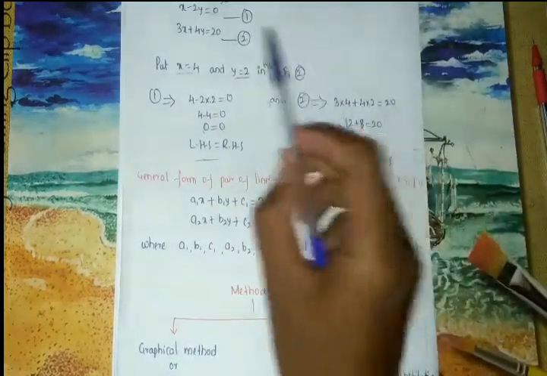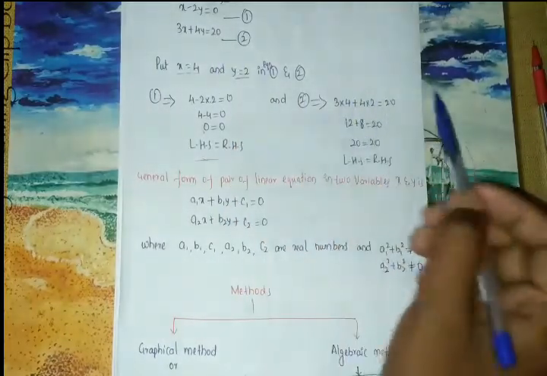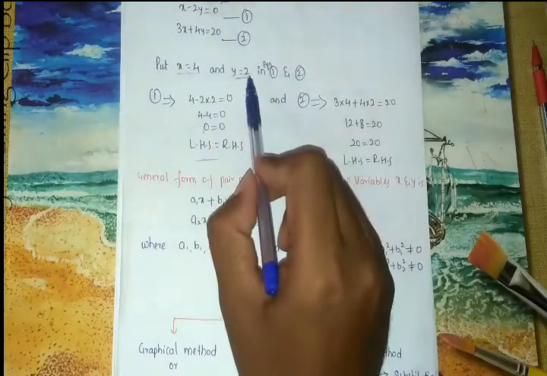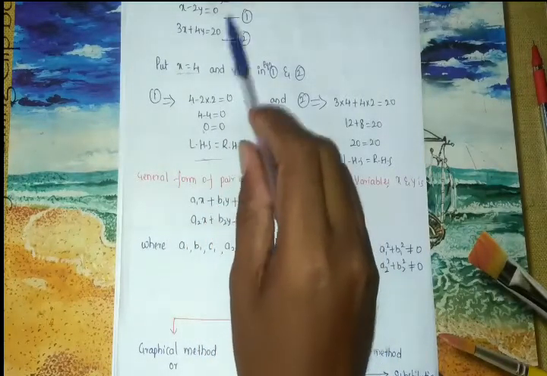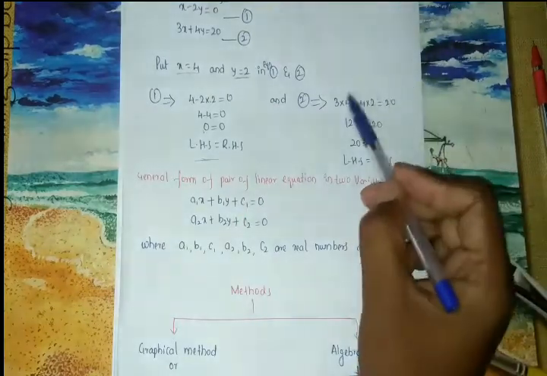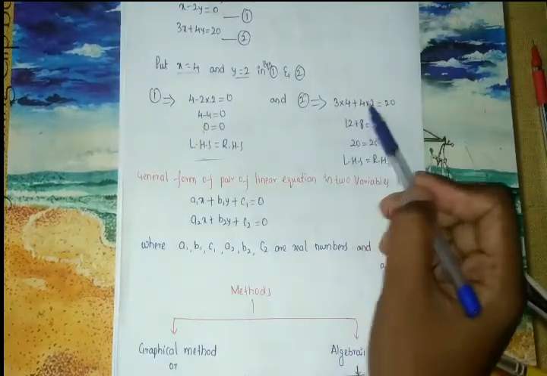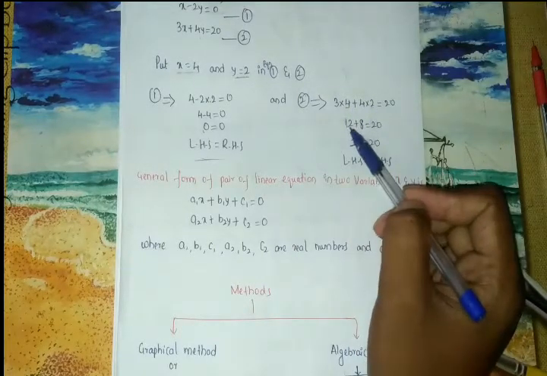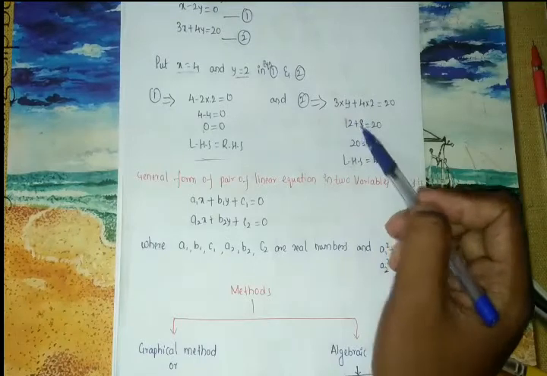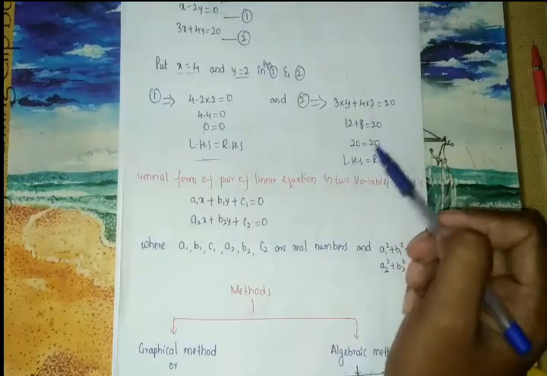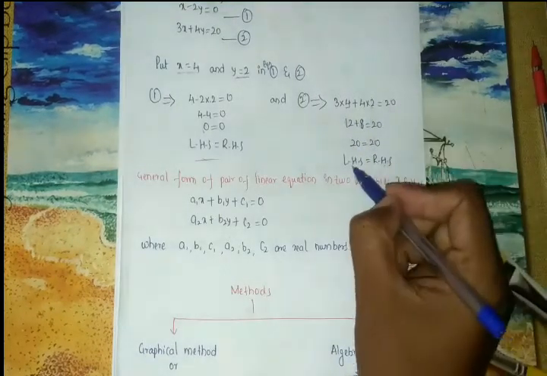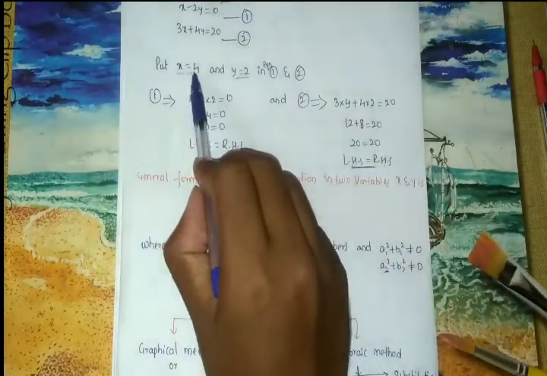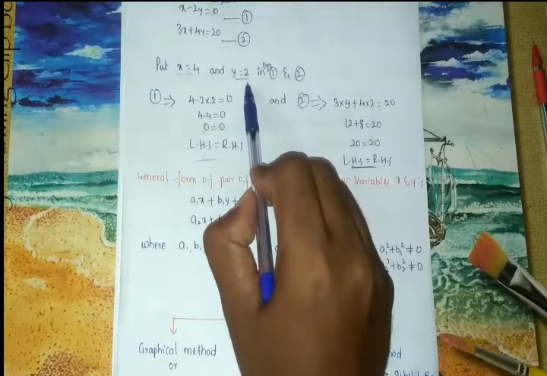And for the second equation, again we should get LHS equals RHS, only then we call x equals 4 and y equals 2 a solution of this pair of linear equations. So 3 into 4 plus 4 into 2, we have substituted the value of x as 4 and y as 2, and we have got 12 plus 8, it is 20, 20 equals 20. So LHS equals RHS, and we are getting the common solution as x equals 4 and y equals 2.